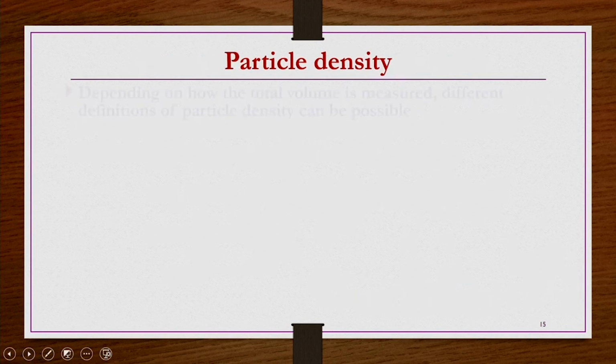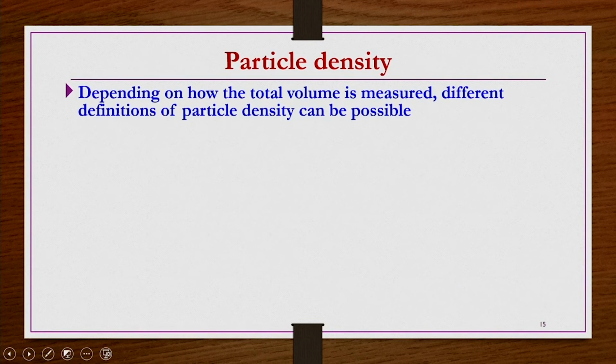Then the particle density, right. Depending on how the total volume is measured, different definitions of particle density are possible, because in general the particles may have flaws, cracks, hollow structures, etc. So, it depends on how you measure the total volume, whether or not you include these flaws, cracks or porous structures when you calculate the volume of the particle. That is going to give different volume measurements.